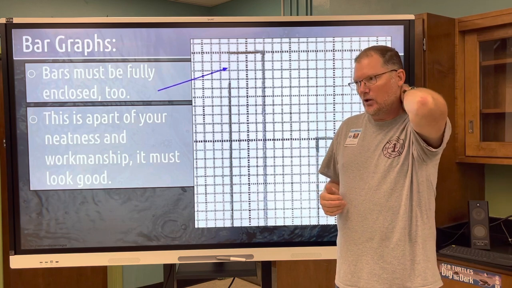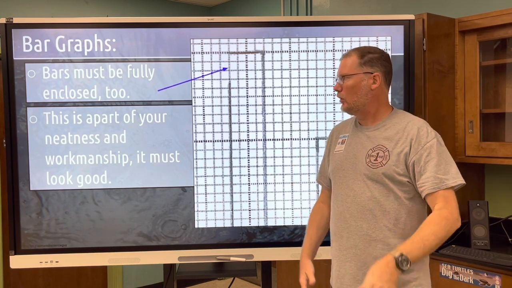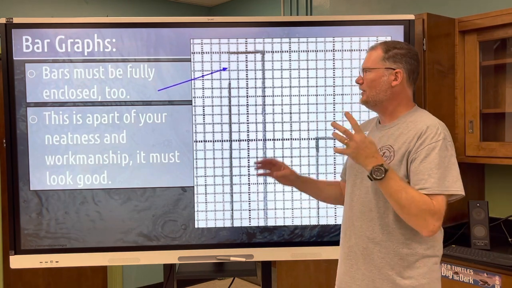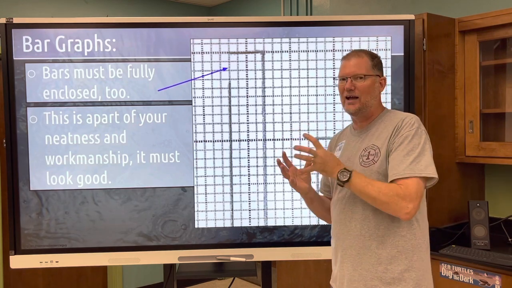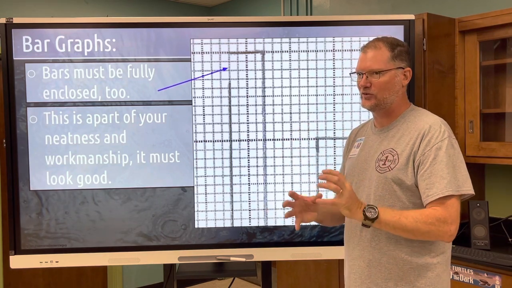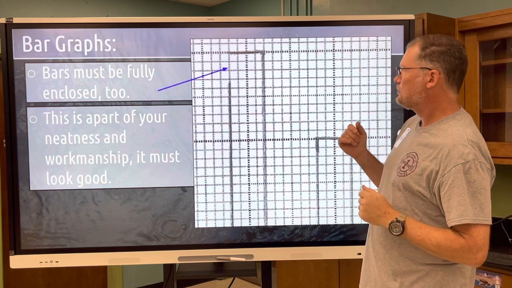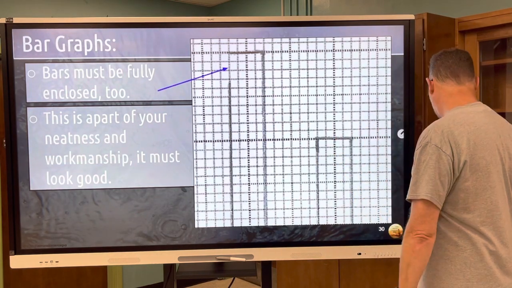I love art, and science. But at this point, we're solid science here. Okay, we can save the art for some other assignments that we're going to be doing. So we're looking for precision here.